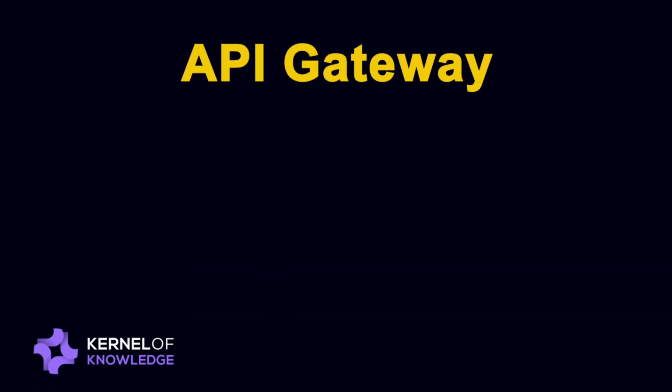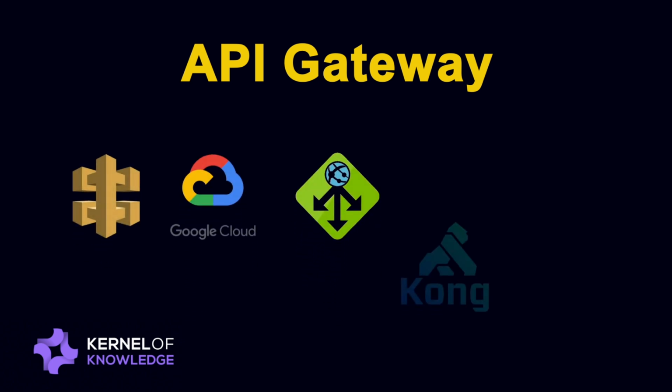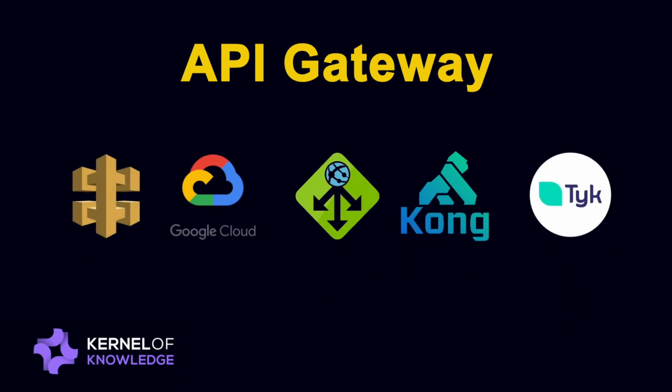In terms of what API gateways are available out there, the main ones are Amazon's AWS API Gateway, Google Cloud's API Gateway, Azure, and there are also some open source ones via Kong and Tyk.